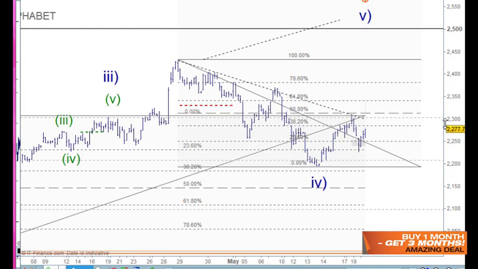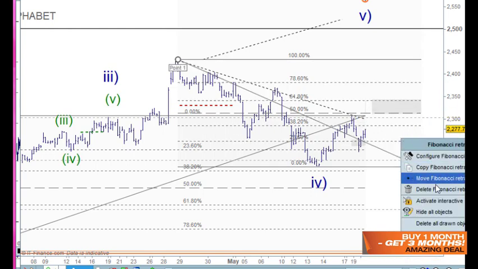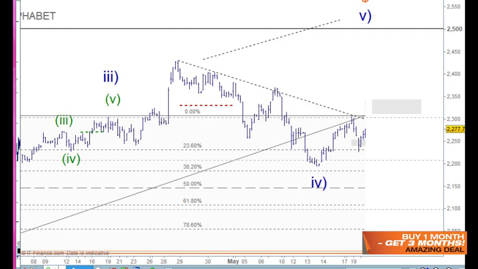So this is where, if I'm wrong, this is where it can fail from, right here. First of all, it can move to here and then it can fail from that point. But what we'll also look for is another move up at that point. So we'd need to see a corrective pattern at that point.